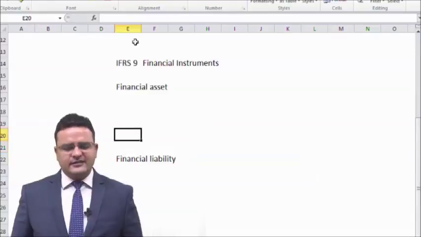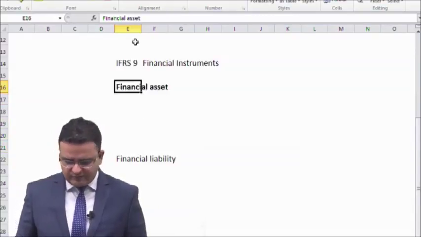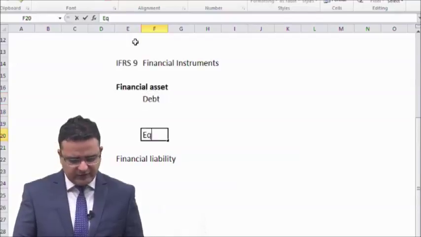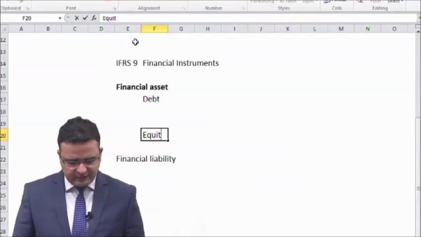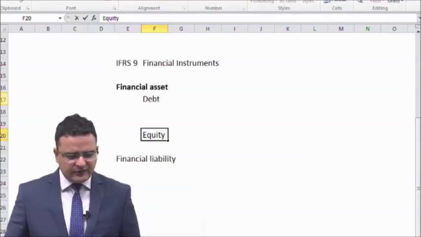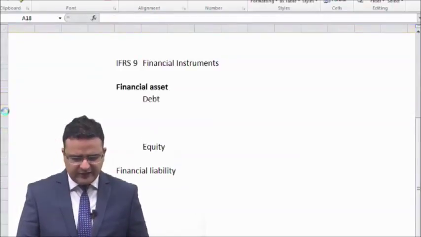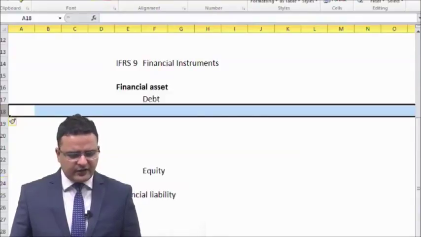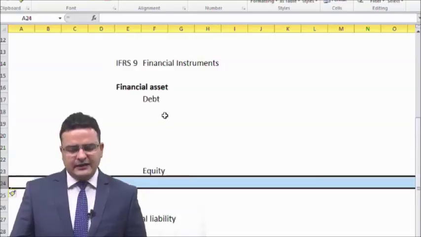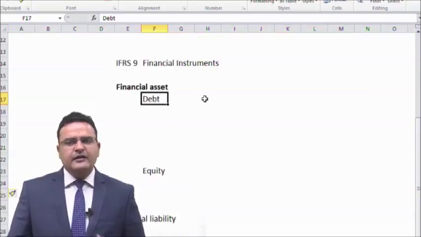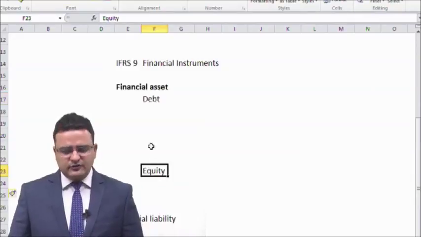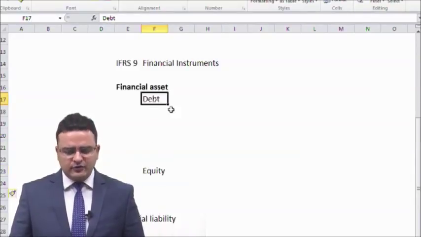If I talk about financial assets, they are recorded in financial statements either in the form of debt or in the form of equity. Now the question arises how to record an item which is recorded in the form of debt, or an item recorded in the form of equity, that we have invested in. We have given capital to an entity in the form of debt, or we have invested in the equity shares of an entity. Now, how to record this asset in the financial statements?